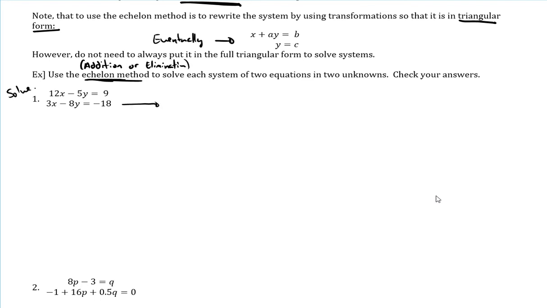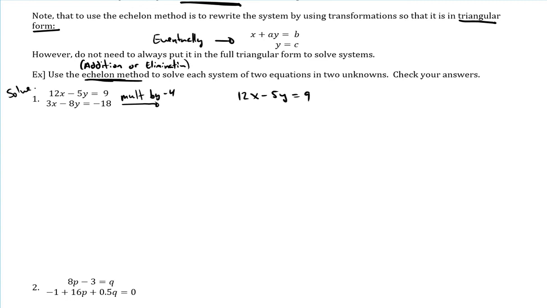So our first step, let's not even use that vocabulary yet. Let's just say I'm going to multiply this bottom equation by negative 4. The reason I'm doing that is to get an opposite match to the coefficient of that top one. So I'm not doing anything to that top equation. I'm going to leave it just like this.